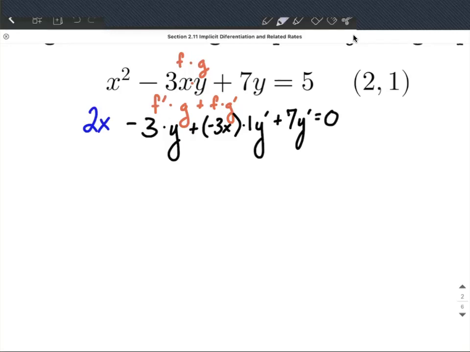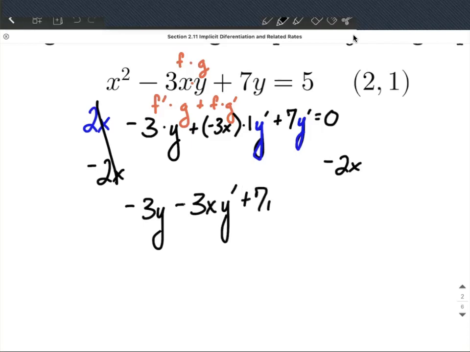Over on the right-hand side, the derivative of a constant is always going to be 0. Now, we have a y prime here and another y prime here. Our end goal is to get that y prime on one side all by itself. So I'm going to start moving terms away from it. It seems like we've got a lot going on in this problem right now, but the terms that don't have y prime, I'm going to move to the other side. Like the 2x, let's move it to the other side. We have negative 3y minus 3x y prime plus 7y prime equals negative 2x.